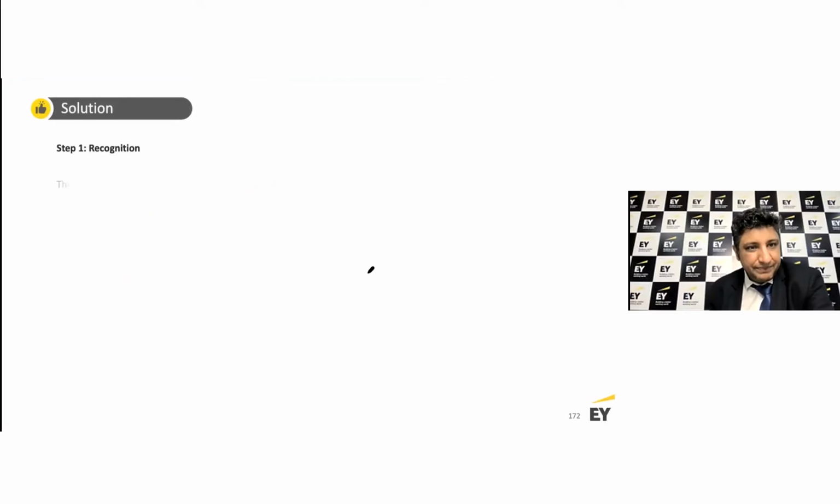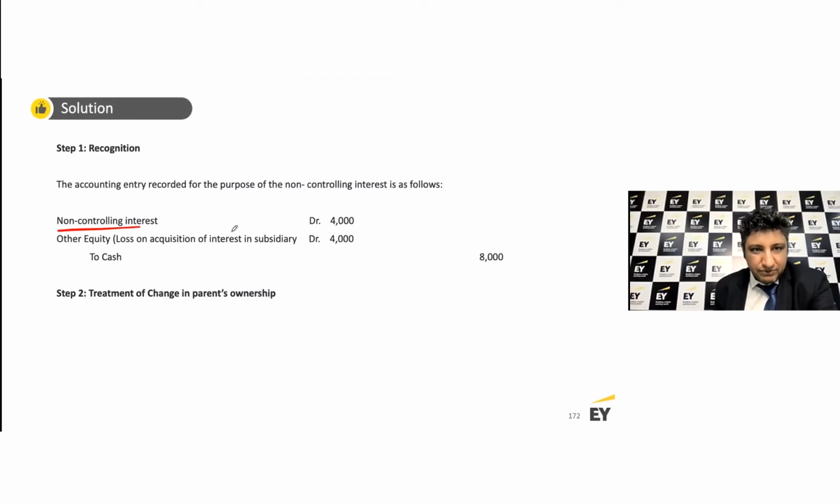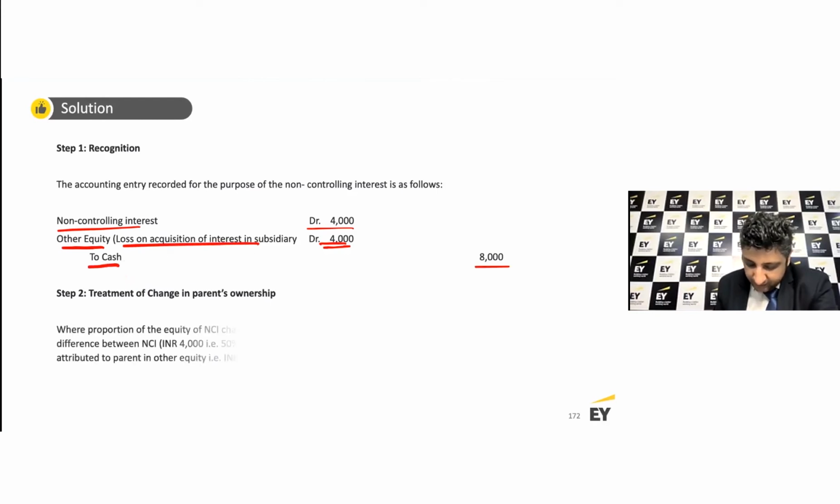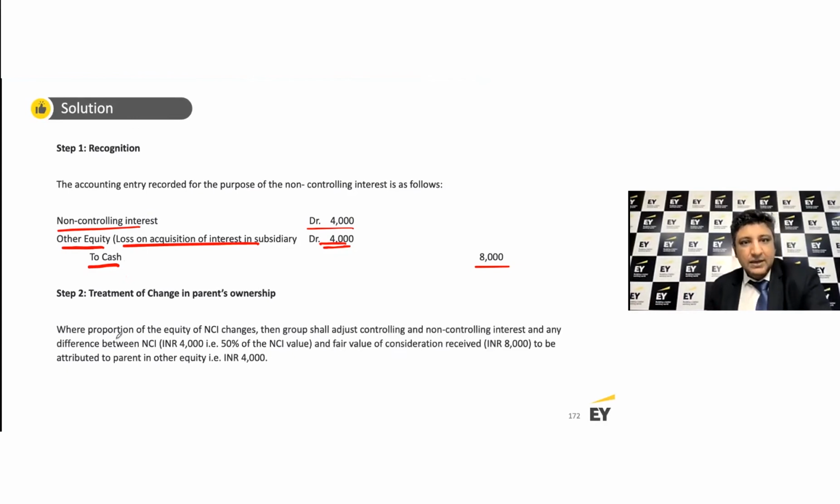Okay. Let's have a look at the formal solution. Right? All that's what we are simply seeking here. NCI is reduced by 4,000. Other equity is the balancing figure, which is the loss on acquisition. Of course, you're paying 8,000, so that becomes the cash. Okay. Now and onward again, as the proportion of equity of NCI is changed, the NCI interest would be reduced from 8,000 to, of course, 4,000. Right? Control to control scenario is something that you always want to bear in mind.